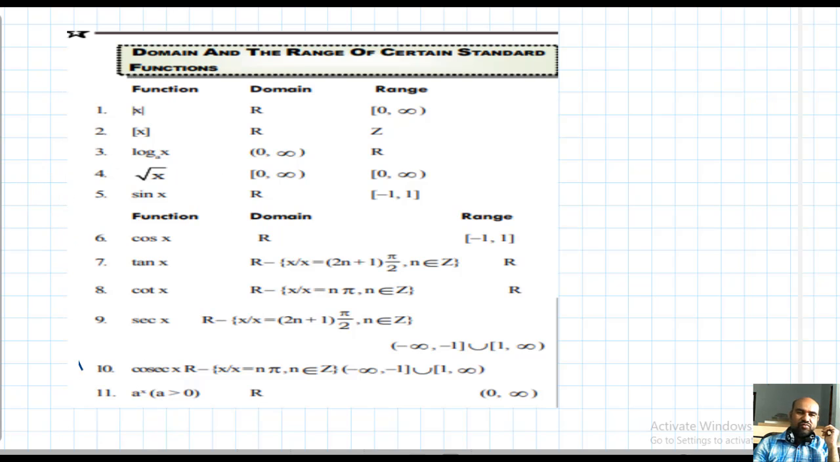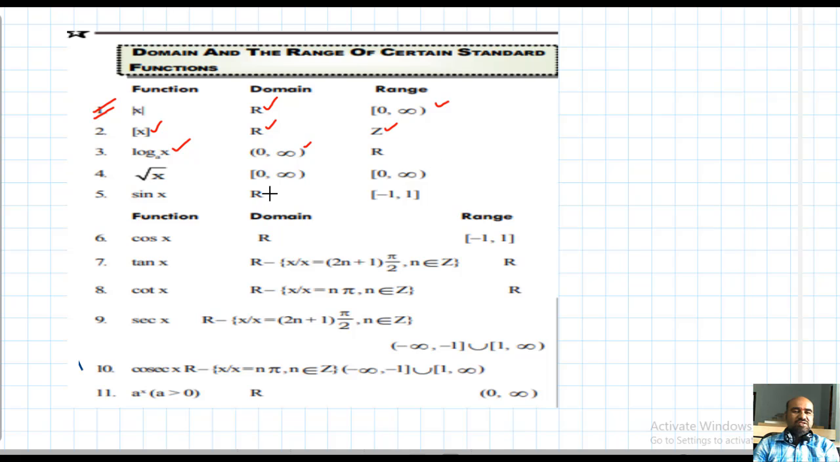First one is mod x. Domain is all real numbers, range is closed 0 to infinity. Step x, domain is all real numbers, range is only integers. Logarithm of x to the base a, provided a greater than 0 and a not equal to 1. For this, domain is 0 to infinity, logarithms are defined only for positive real numbers, output is all real numbers. Root x, domain is 0 to infinity, output is closed 0 to infinity.